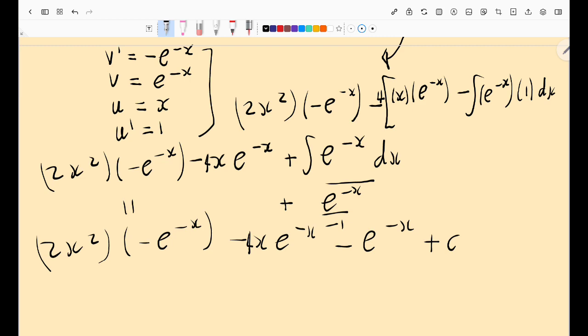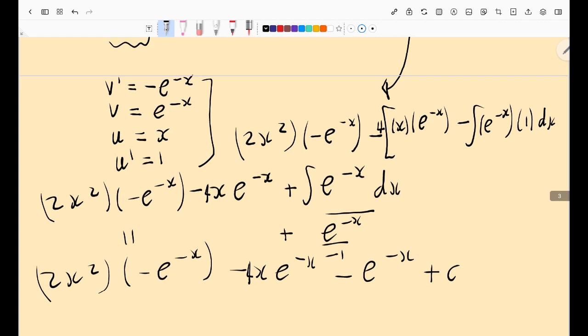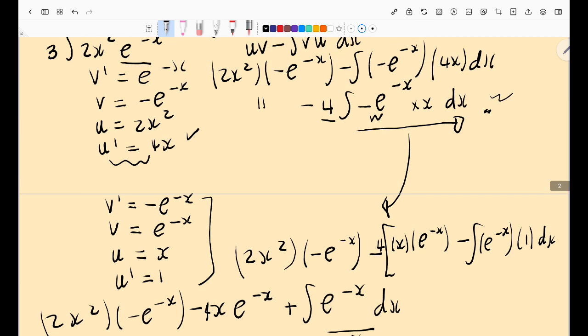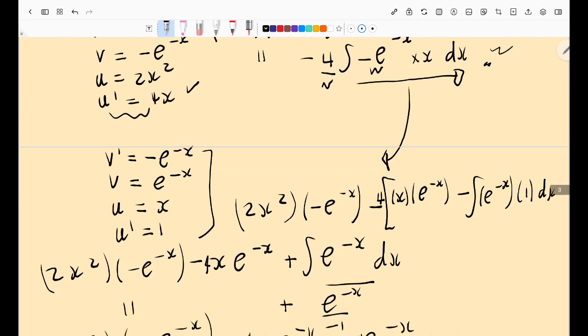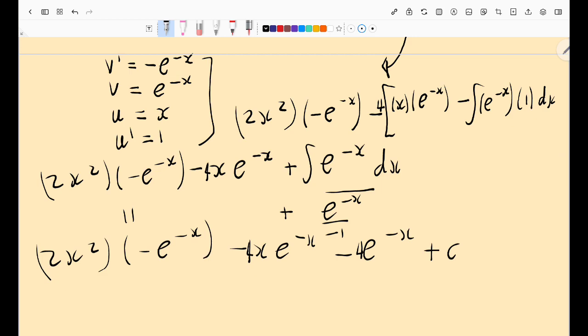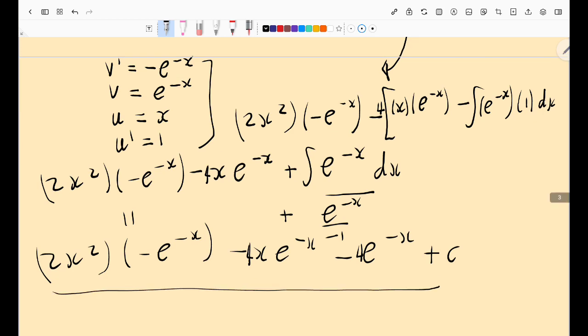Okay, the 4 was on the outside, so it needs to affect everything. So I'm also going to have a 4 here. Sorry, I had forgotten this 4, so don't make the same mistake as I did. Don't forget anything. That's the thing with integration by parts. When you integrate the second time, you end up forgetting important things. But yeah, that ends up being your answer.